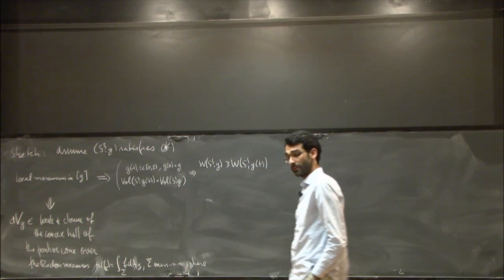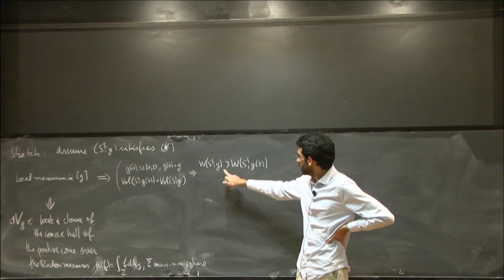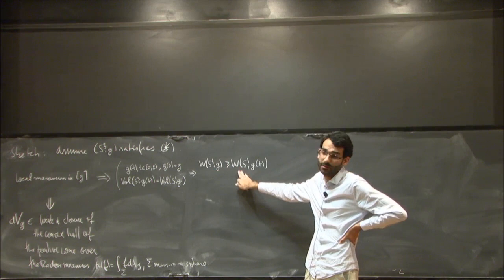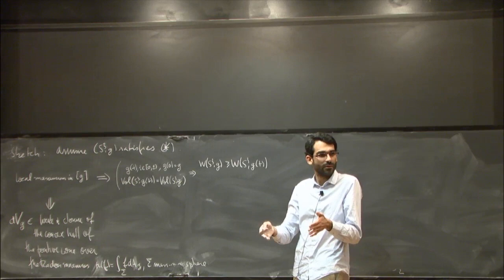Okay? But as I said, g_t is a smooth family of metrics, and the width is varying like a Lipschitz function on t, a locally Lipschitz function. So I can use, for example, the fundamental theorem of calculus to express the difference as the integral of the derivatives, which exists almost everywhere because the function is Lipschitz. And that integral is going to be negative, right? So almost every point where the derivative exists must have negative derivative.